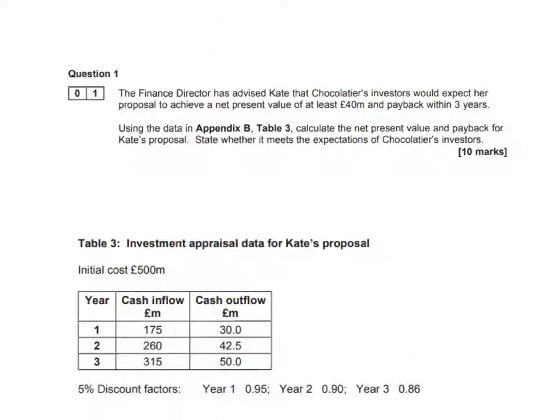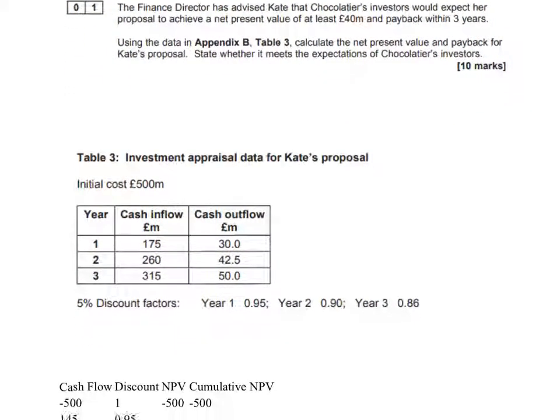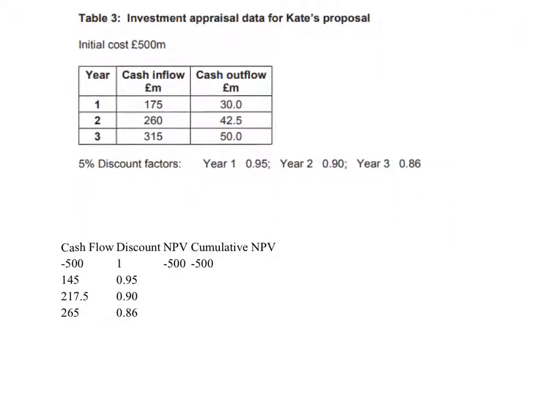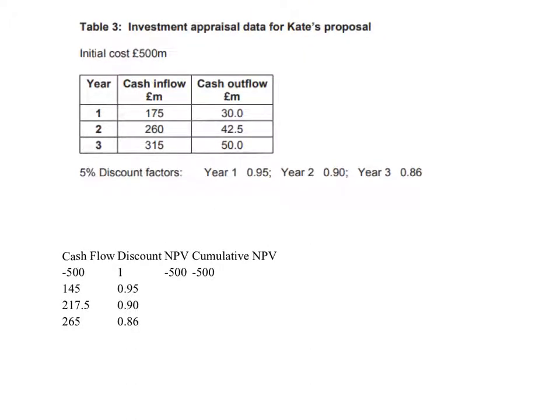Does it say where it's invested in? Okay, well, you'll have to read the case study for that, but they've invested and the investment has cost 500 million. In year 1, they expect a net cash flow of 145 million. Year 2, 217.5. Year 3, 265.